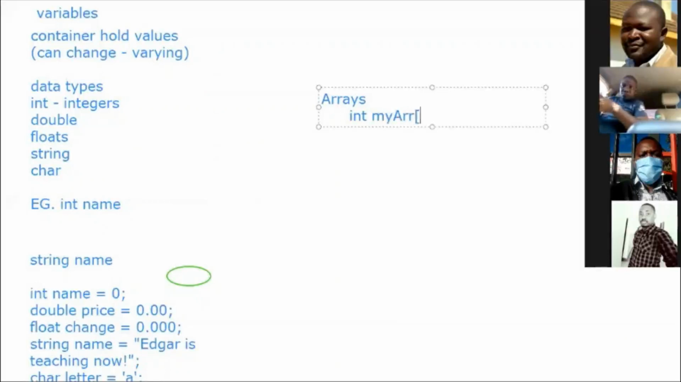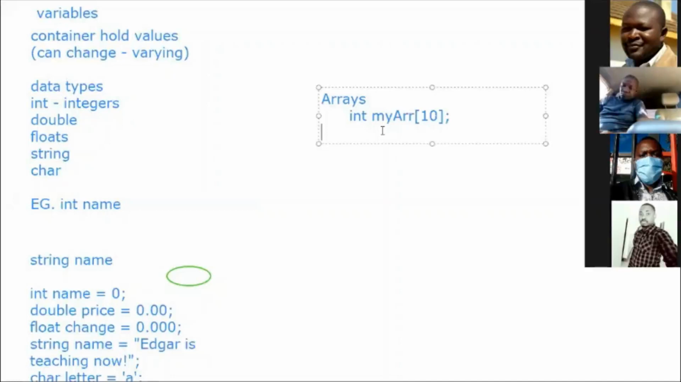And you remember this, Peter? Yes. So inside here would say 10. It means it's going to hold 10 variables or 10 values. I hope you understand my point here.